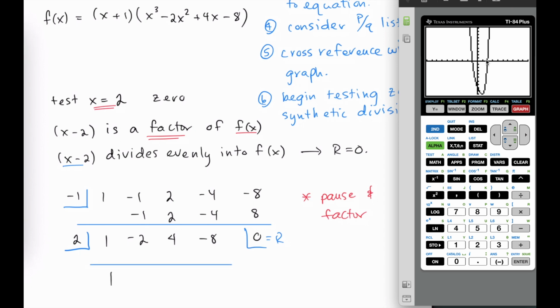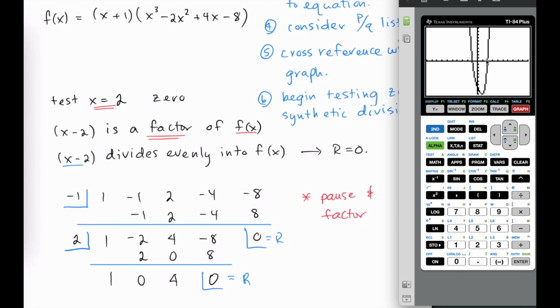So we bring down the 1 and multiply on the diagonal. Combine down to get 0. Multiply on the diagonal, 2 times 0 is 0. Combine down to get positive 4. Multiply on the diagonal, 2 times positive 4 is positive 8. Combine down and we get another remainder of 0.